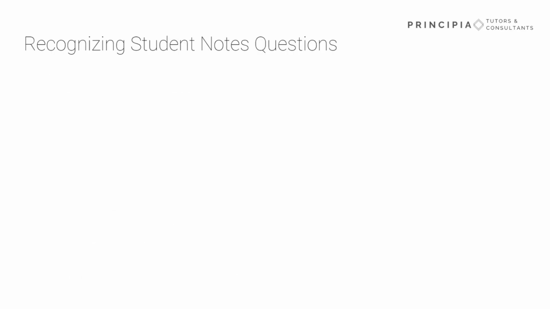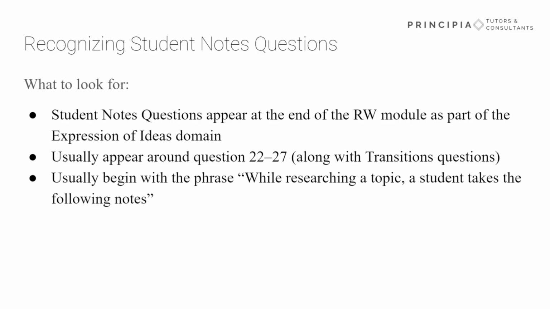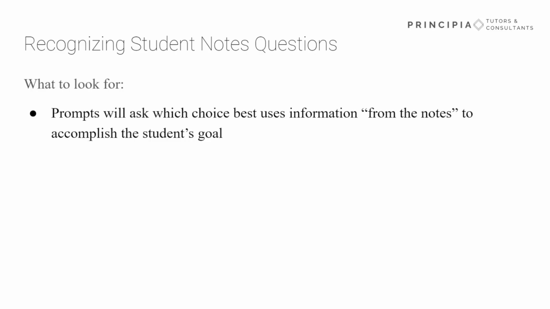All right, how do you recognize them? Well, first things first, they're going to appear at the end of the reading writing module around the same place that you'll find the transitions questions. So questions 22 to 27, and it's going to be the expression of ideas content. So if you see "while researching a topic, a student takes the following notes," you're most likely looking at a student notes question. Still in doubt, you should see 5 bullet points as they break down the information. Other things to note, the question will ask you to use information from the notes to accomplish the student's goal.